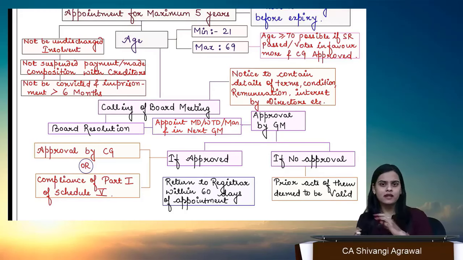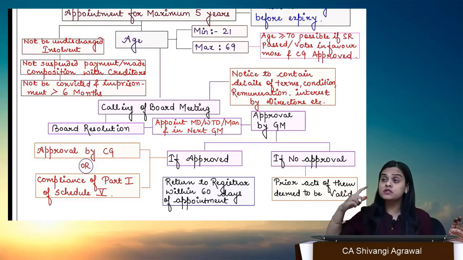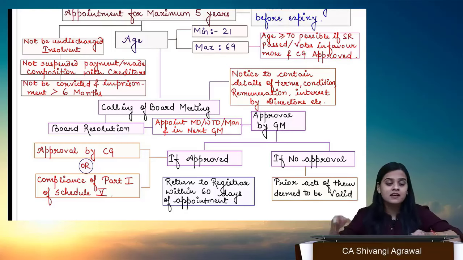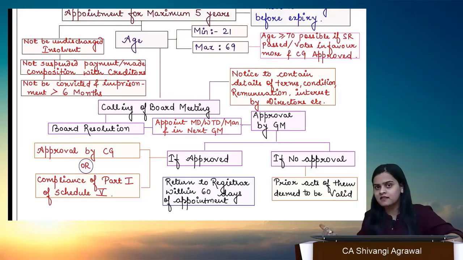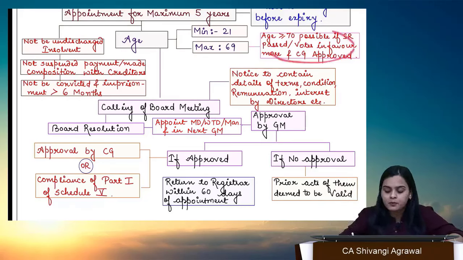Lesser than 21 is not permissible in any case at all. But supposedly we have a very experienced person who is more than 70 years of age, who has attained the age of 70 or is even more than that, his appointment is also permissible provided SR is passed. Supposedly SR could not be passed, but the votes that he has got are more in favor than against, then we can take the approval of CG and we can still appoint such person.